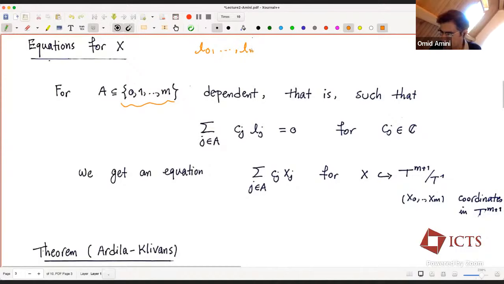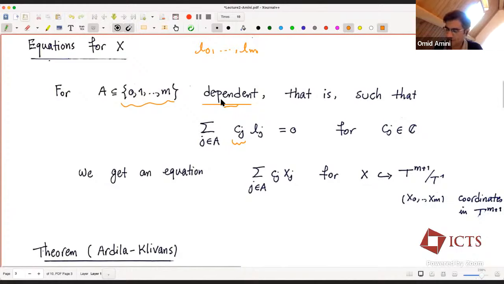Let's say a subset A of this index set is dependent if you can find coefficients inside C such that the linear combination of the corresponding linear forms is equal to zero. So it means that the corresponding linear forms are dependent.